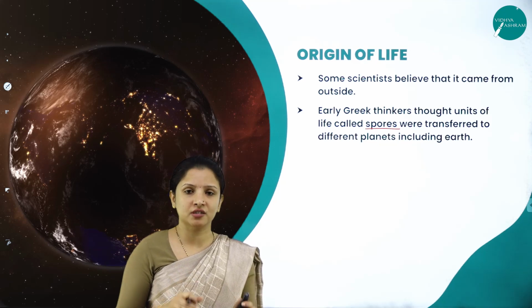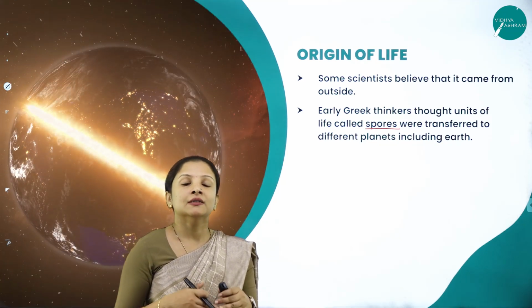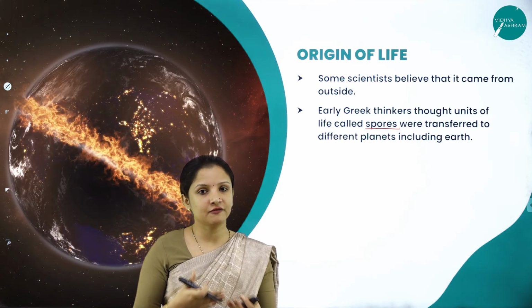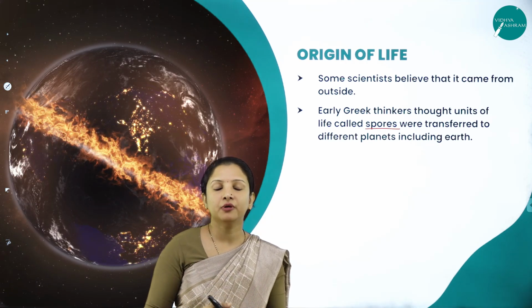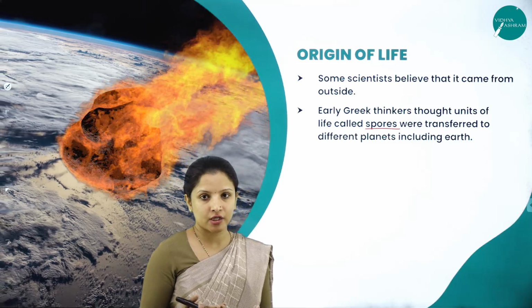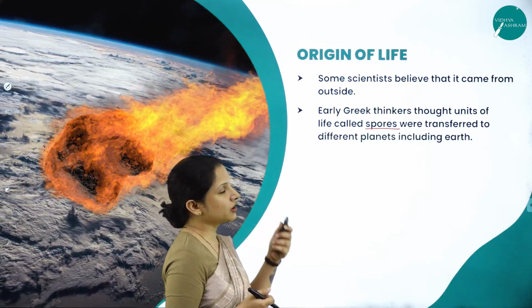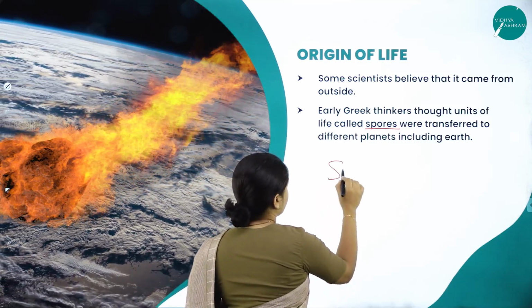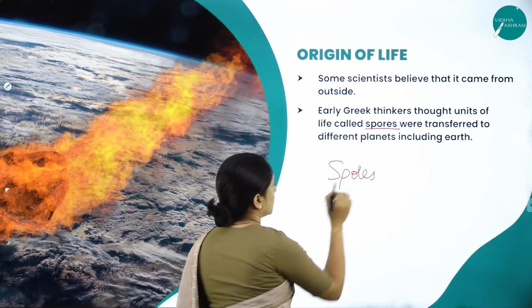So these are all just theories, because during those times science and technology was not that well developed to do experiments and find out what exactly happened or how exactly life originated on the earth. So this was about the early Greek thinkers. So what did they think? They thought that life came from the spores.